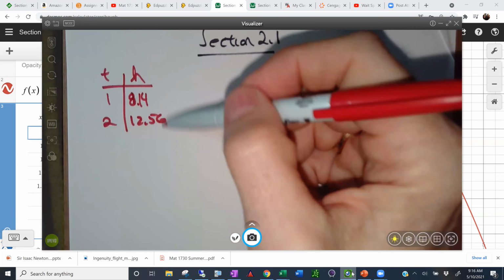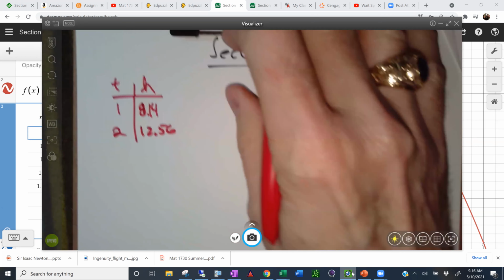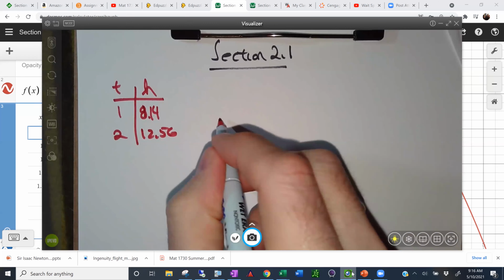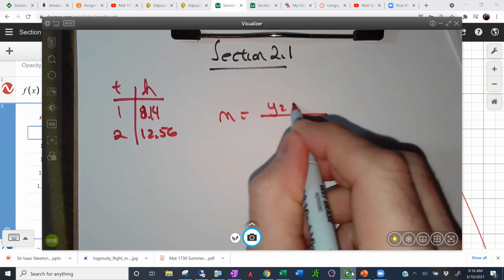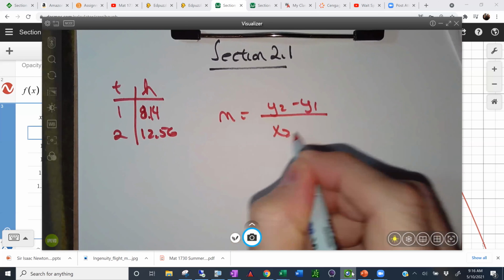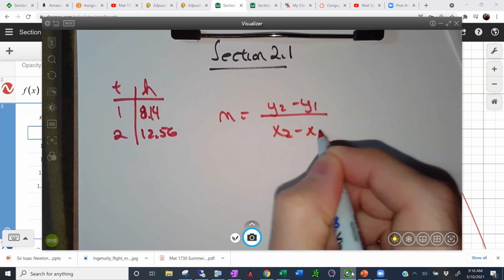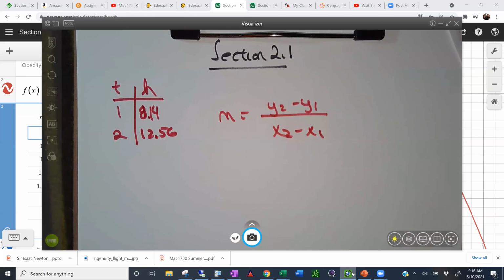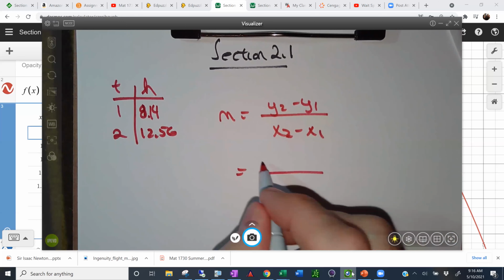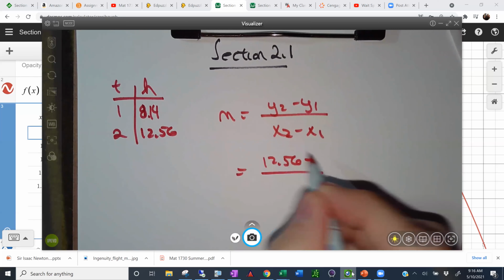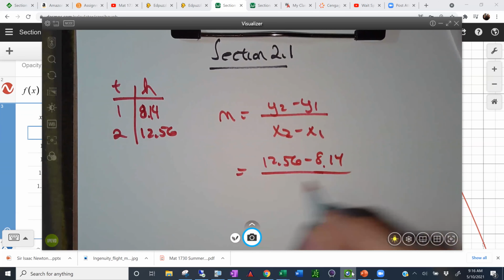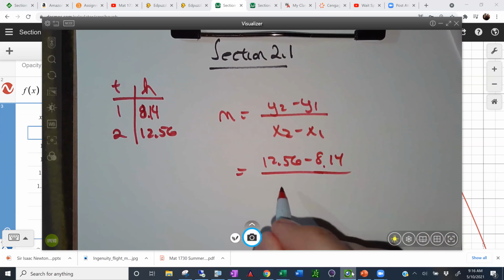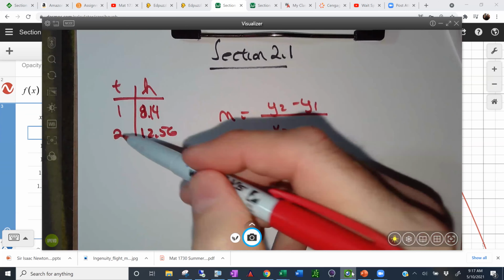Well, what we're going to do is find the slope of a line between these 2 points. And I hope that you remember that slope is given this way: y2 minus y1 over x2 minus x1, right? That's slope. So in this particular case, it's going to be 12.56 minus 8.14 divided by 2 minus 1. Just the difference in the y's divided by the difference in the x's.